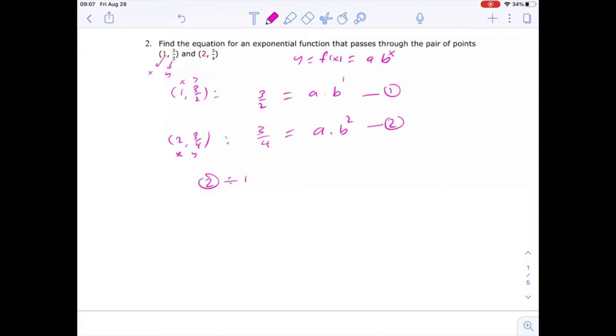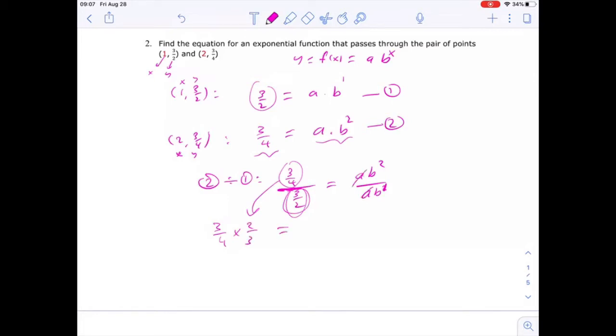We divide 2 by 1. The left-hand side is 3/4 divided by the left-hand side of the first equation, which is 3 halves, equals the right-hand side of equation 2 divided by the right-hand side of equation 1. Now we can simplify. If you remember, if you have a fraction divided by a fraction, you start with the fraction at the top, the division becomes multiplication, and you take the reciprocal of the denominator. Now we cancel a from the right-hand side, we cancel b, and we are left with b. Now 3 times 2 is 6, 4 times 3 is 12, equals b. That means b equals 1/2.